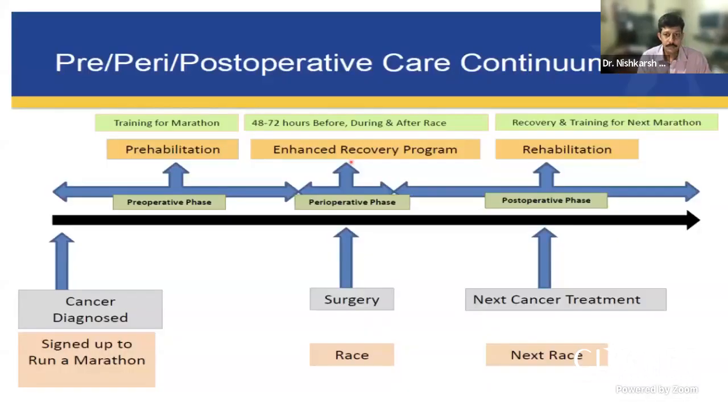Again, I come to this slide which I showed earlier. It is a continuum of care from the perioperative period to the post-operative period. We start from prehabilitation, enhanced recovery, and rehabilitation. All three components are equally important. It is like training for a marathon, then the 48 to 72 hours before, during and after the race, and then recovery and training for the next marathon. This is a complete continuum of care and should be done diligently.